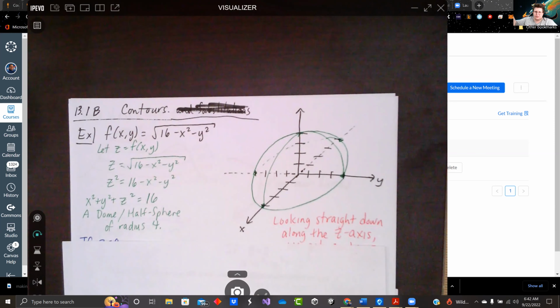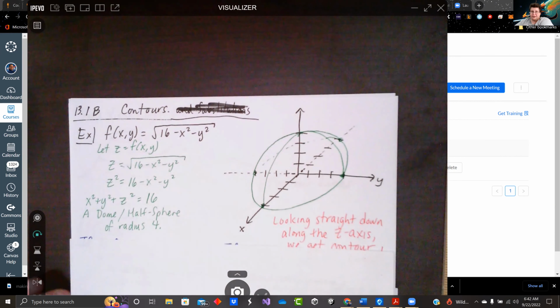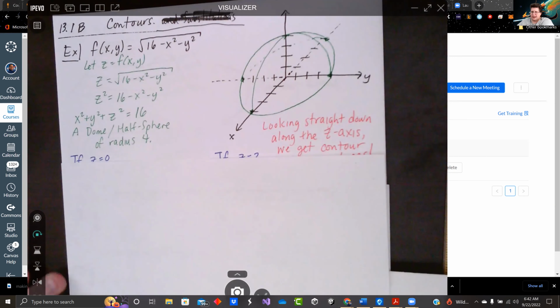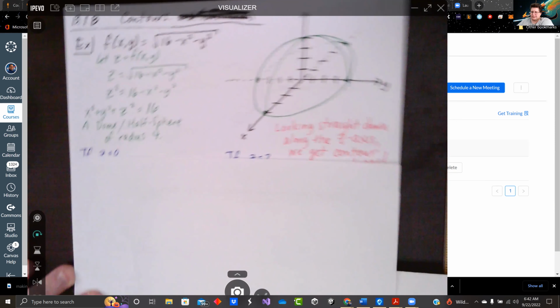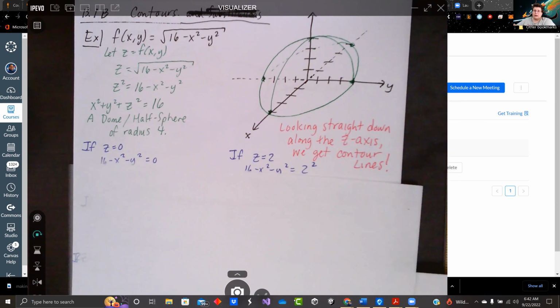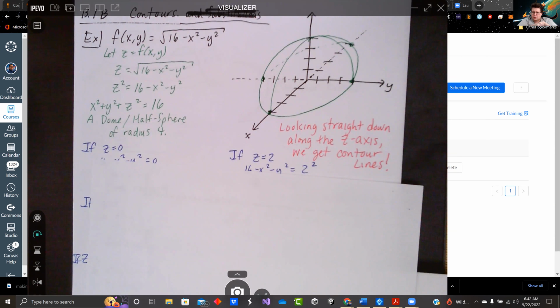But what happens if we look down on it from above? If we look straight down the z-axis, it looks like a circle, but this is a lot like looking down on terrain from above in a plane or a helicopter. And we get a map. We can make a map of contour lines. Contour lines are areas where the elevation has the same height. So we draw a line of where the elevation has the same height.